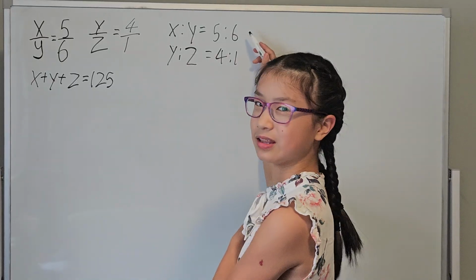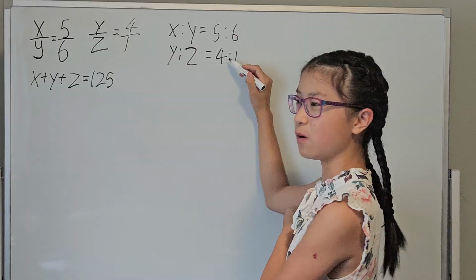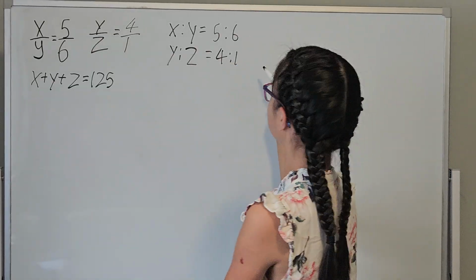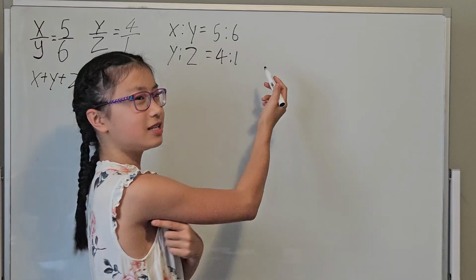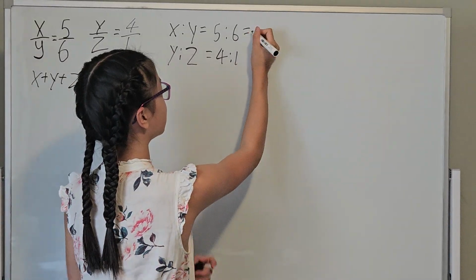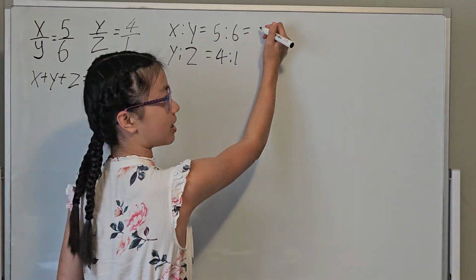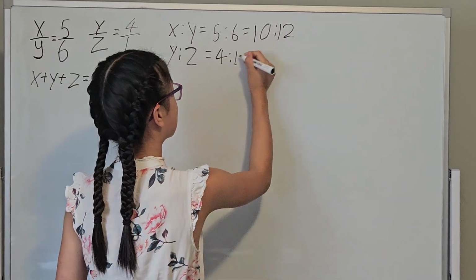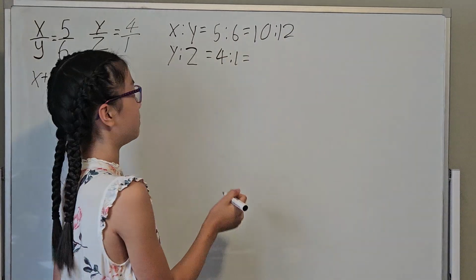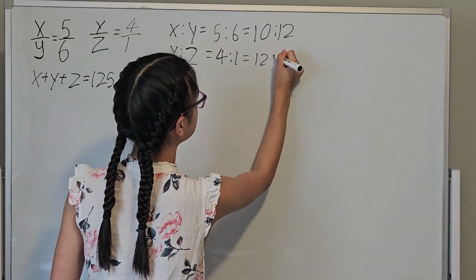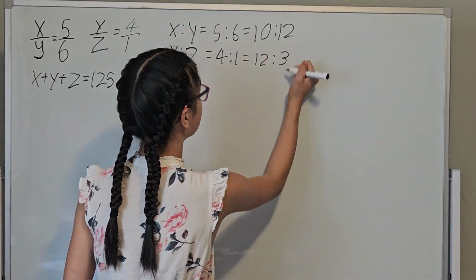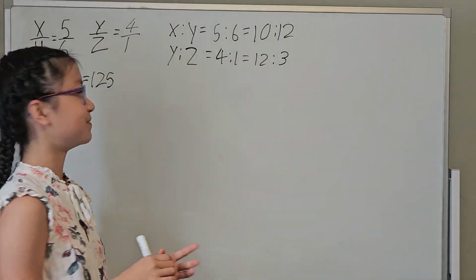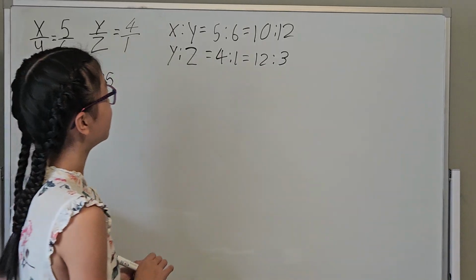So the least common multiple of 6 and 4 is 12, so we'll turn y into 12. So in order to turn 6 into 12, we need to times both of these by 2, which is 10 to 12. And at the bottom, we need to times both of them by 3, so 12 to 3. Now our lovely equation looks really beautiful now, which means we can move on.